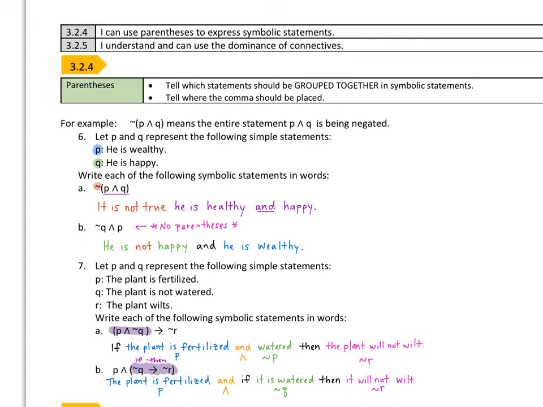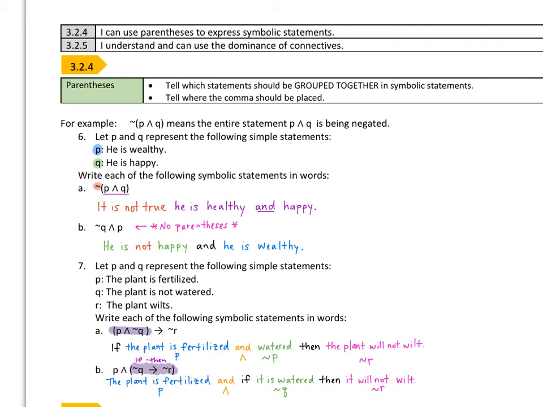This next section deals with grouping of the symbols, or statements, I should say. Parentheses are going to be huge. We need to tell which statements should be grouped together in the symbolic statements. That's what parentheses help us determine, and commas also help us determine where groupings are.